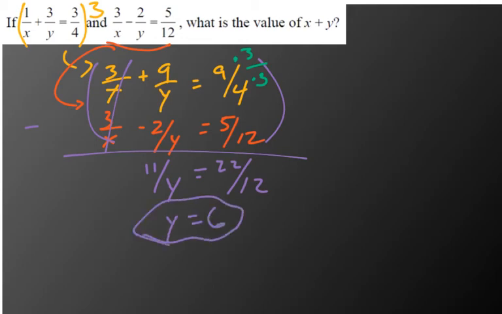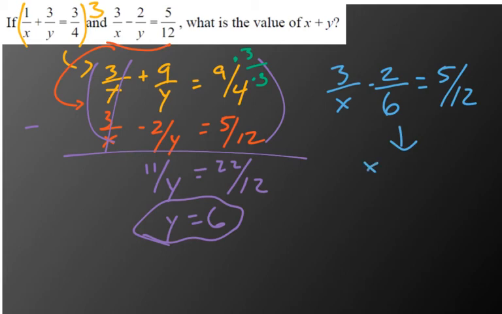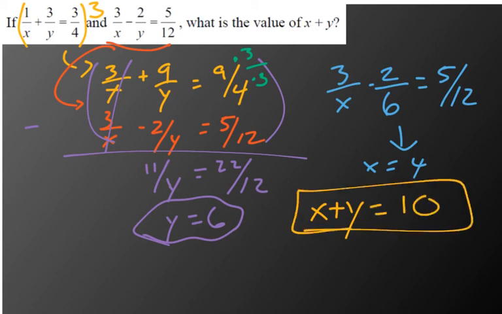And then for x, you can use any of the other equations. You could do 3 over x minus 2 over y, which is 6 now we know, equals 5 twelfths. And if you simplify that out, x has to be 4. And then for some weird reason, this question wanted x plus y. And x plus y is 6 plus 4, which is 10. So those are just a few problems. There's so much other stuff that we did this semester, but this is just a quick sample of some of the most important questions.